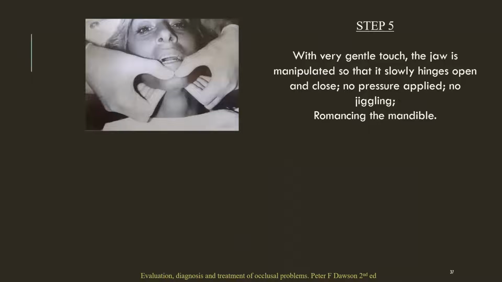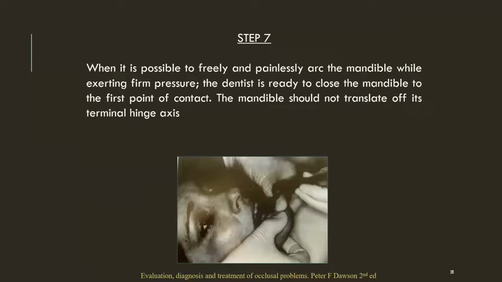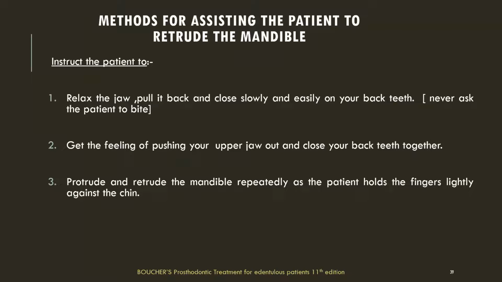In the fifth step, with a gentle touch, the jaw is manipulated so that it slowly hinges open and close. No pressure is applied and no jiggling. Just manipulating the mandible so that the condyles are seated into the place where they are supposed to be. When this is done, upward finger pressure is applied and downward thumb pressure. In the last step, when it is possible to freely and painlessly arc the mandible while exerting firm pressure, the dentist is ready to close the mandible to the first point of contact. The mandible should not translate off its terminal hinge axis.